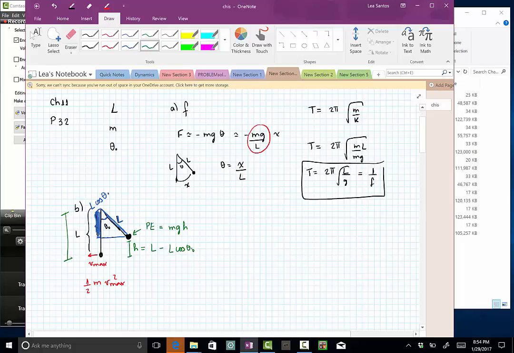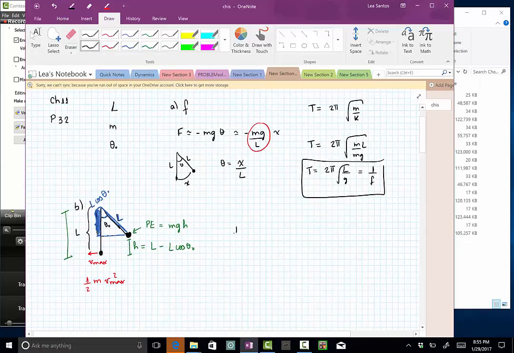And now we can find the maximum speed, the speed at the lowest point, by using conservation of energy. So we have 1/2 m v max squared, that's what we are after, the v max here, equals mg times L minus L cosine of theta 0. You see the mass cancels, so it doesn't matter if we don't know it, and now we have all the information to find v max.